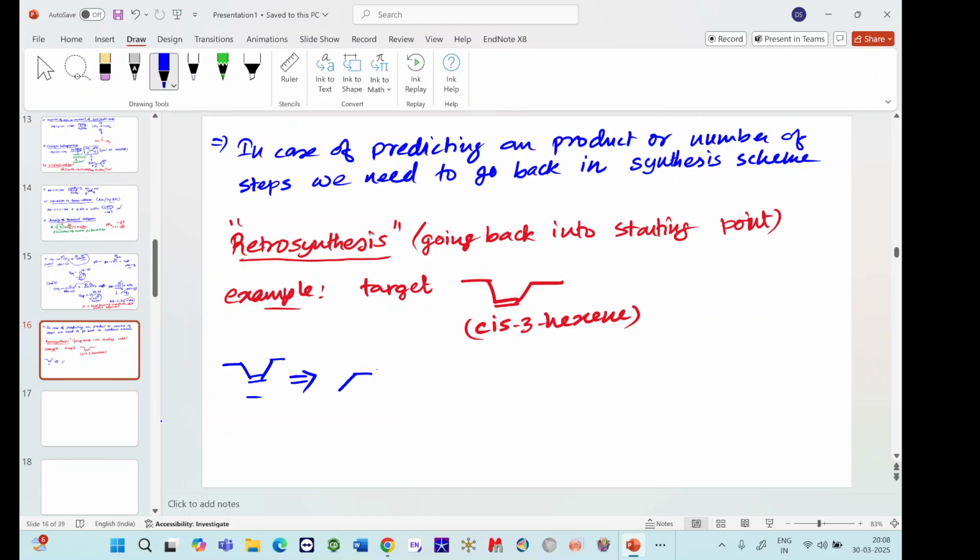So if you take this one and do H2 with Lindlar catalyst, you will have cis hydrogenation that will give you this product. Okay, now how can we synthesize this one? So basically you see that if you break this bond, how you can break this bond is such that you can use some NH2 with an electrophile, that is ethyl bromide.